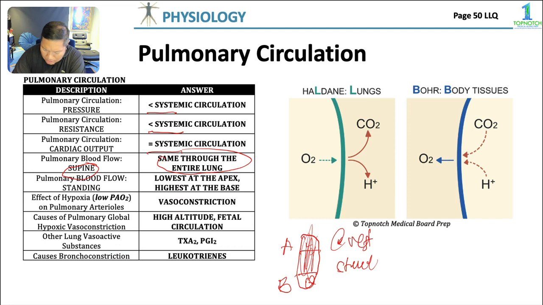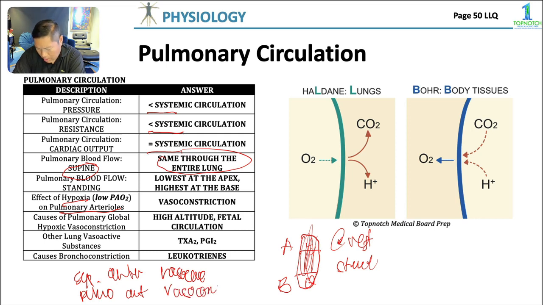Okay? Effect of hypoxia on pulmonary arterioles. Hypoxia, when it comes to systemic arterioles, will cause them to vasodilate. Okay? But hypoxia, in terms of pulmonary arterioles, will cause them to vasoconstrict. Why will they vasoconstrict? In the pulmonary arterioles, the response to hypoxia is vasoconstriction in order to shunt the blood towards better ventilated areas of the lungs.